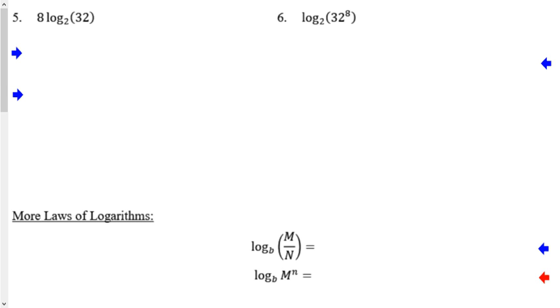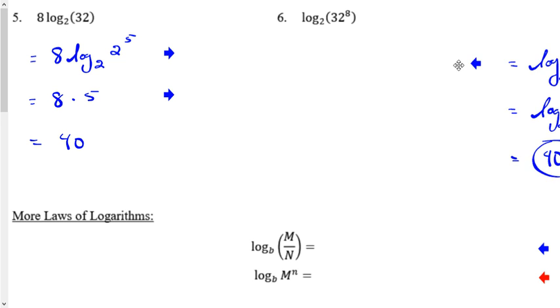Next example. Here I have an 8 multiplied to a logarithm. But again, I can rewrite that log base 2 of 32 as a log base 2 of 2 to the 5th. And the 8 is multiplied in front. And as we saw in previous questions, log base 2 of 2 to the 5th is equal to 5. So I get 8 times 5, which is 40. As I look at number 6, notice the similarity in that I have log base 2 of 32, but now I have an 8 in the exponent, whereas in number 5, the 8 was being multiplied.